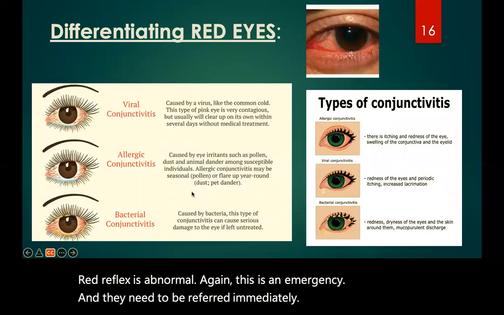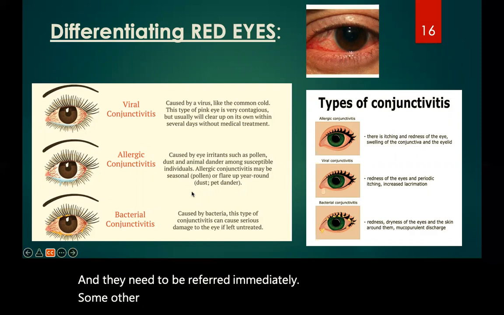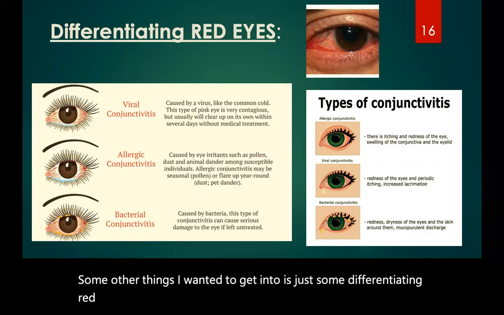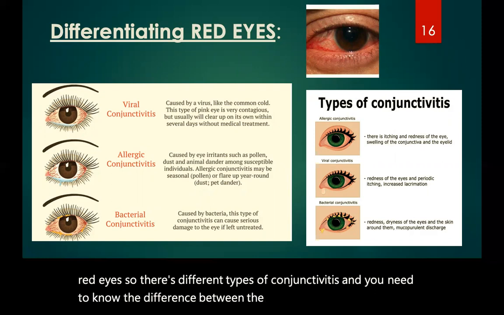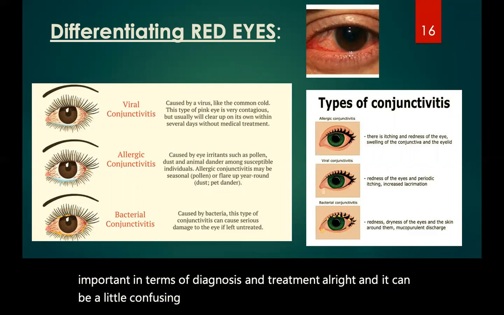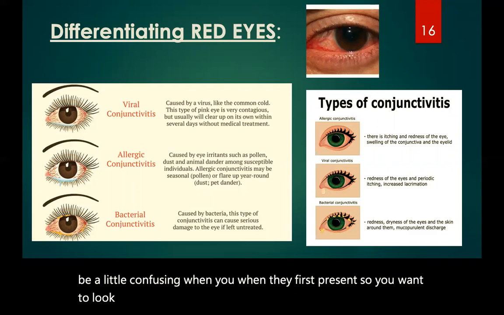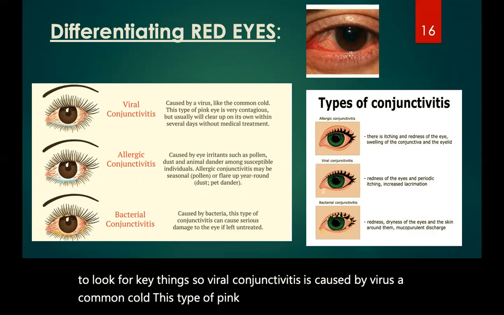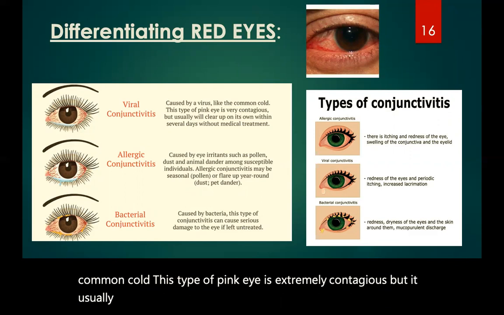Okay. Some other things I wanted to get into is just some differentiating red eyes. So there's different types of conjunctivitis, and you need to know the difference between the three. Super important in terms of diagnosis and treatment. All right, and it can be a little confusing when they first present. So you want to look for key things. So viral conjunctivitis is caused by a virus like a common cold. This type of pink eye is extremely contagious, but it usually clears up on its own within several days without medical treatment. All right.